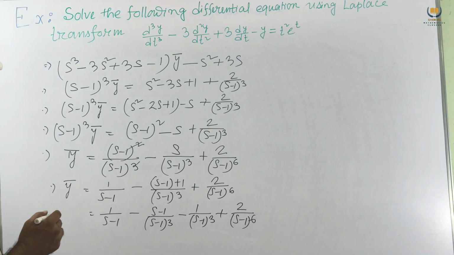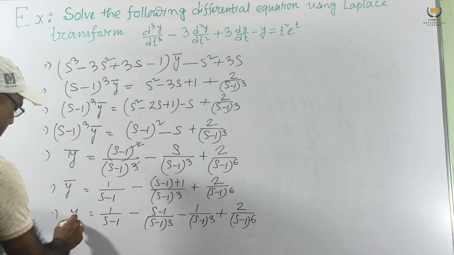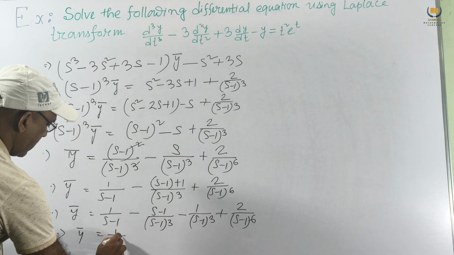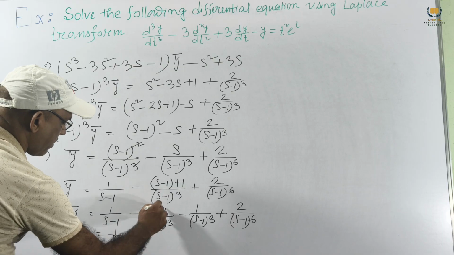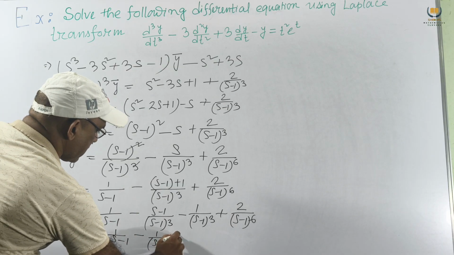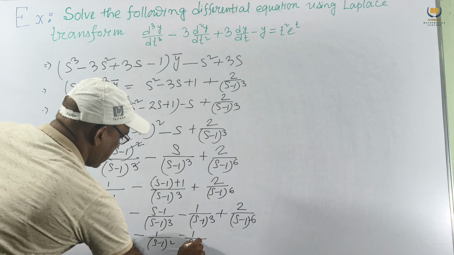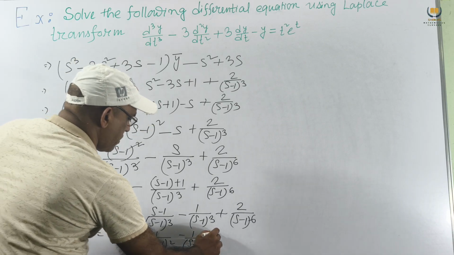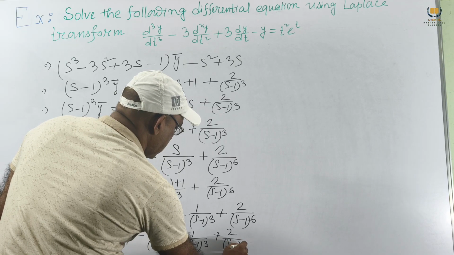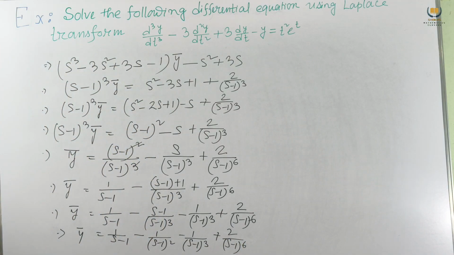So this is our y bar, and y bar equals 1 by s minus 1, 1 cancel, 1 by s minus 1 whole square, 1 by s minus 1 whole cube, 2 by s minus 1 whole to the power 6. We get this one.